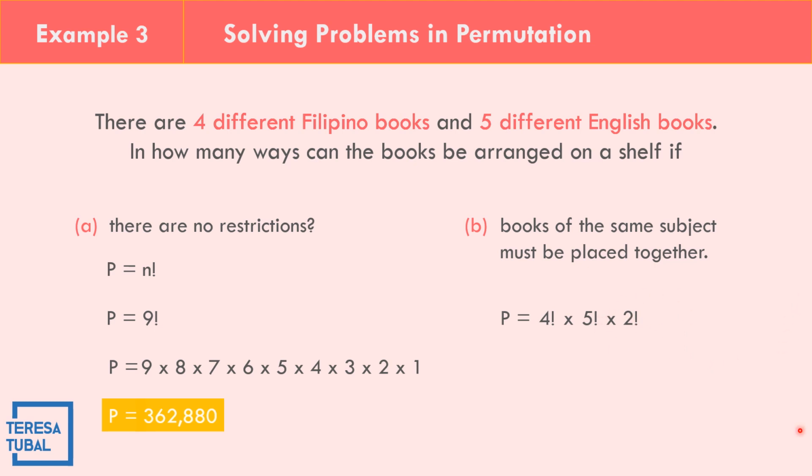The 4 factorial is equal to 24 because 4 times 3 times 2 times 1. Times 5 factorial, which is equal to 120 because 5 times 4 times 3 times 2 times 1. And 2 factorial, 2 times 1, is equal to 2. 24 times 120 times 2, the permutation is equal to 5,760 ways.